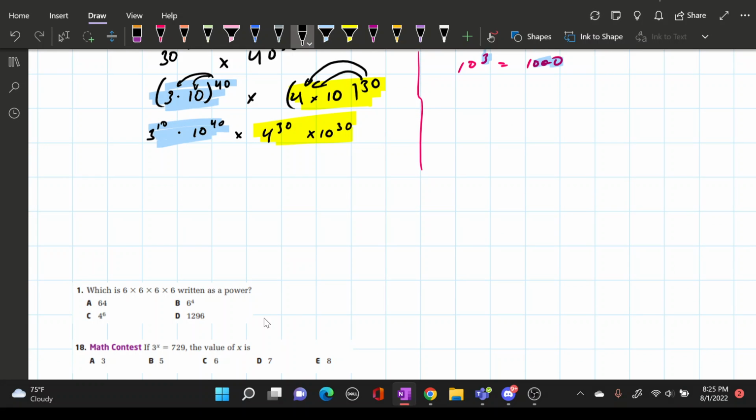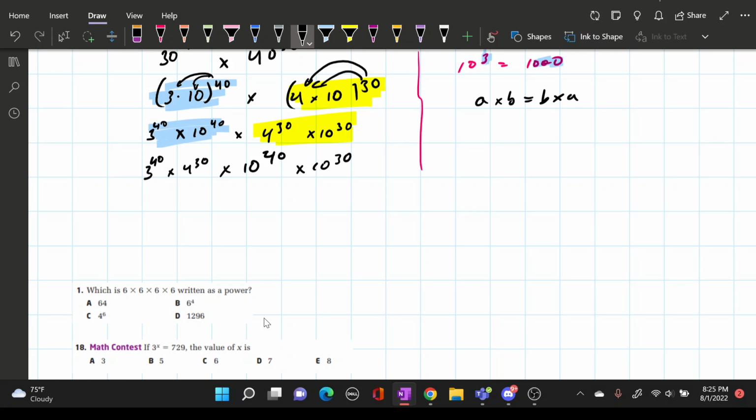Look, multiplication is commutative. What that means is A times B equals B times A. So we can rearrange this in whichever way we want. Strategically, I want this to be 3 times 40, 4 times 30. And let's make this multiplication sign to stay consistent.